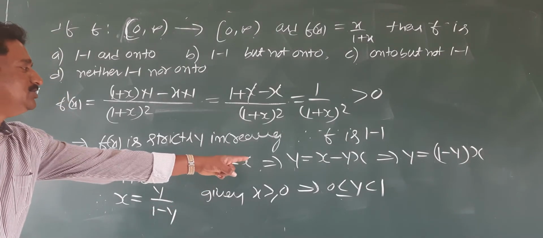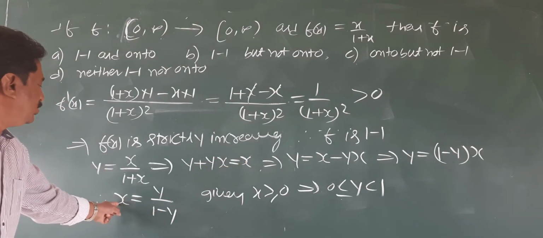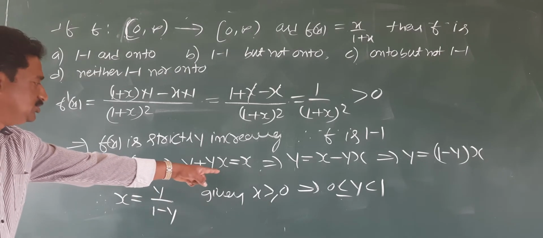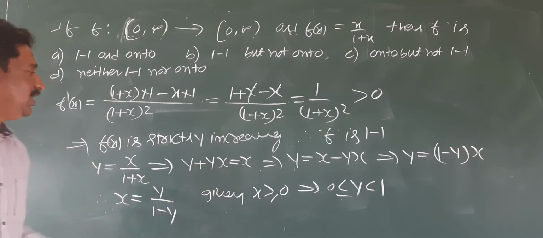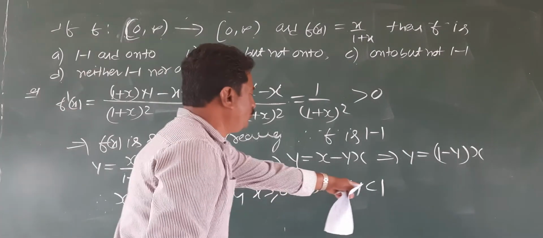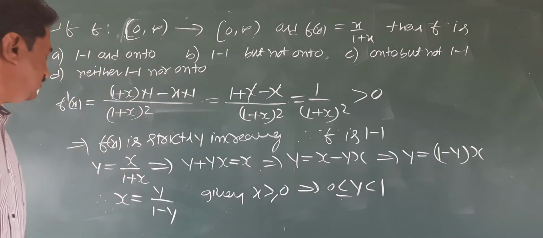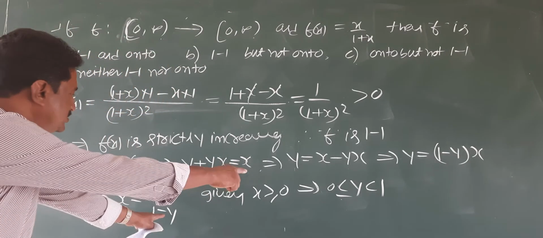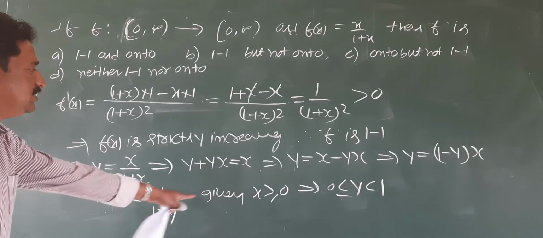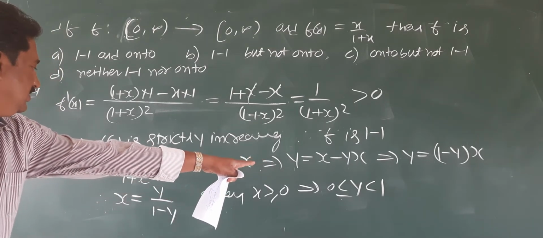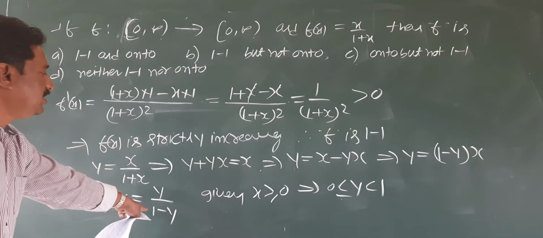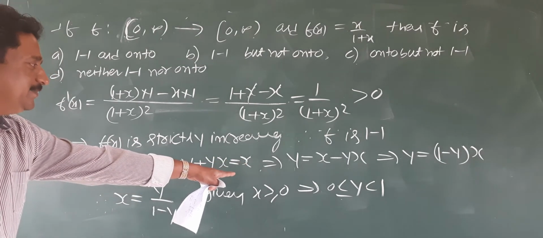If y lies between 0 and 1, then x values become greater than or equal to 0. From this it is so clear. So range means y values. Can y be 1? No, y does not exist. The y value should be strictly less than 1. It can be 0, because 0 by anything is 0, so x becomes 0. Correct?